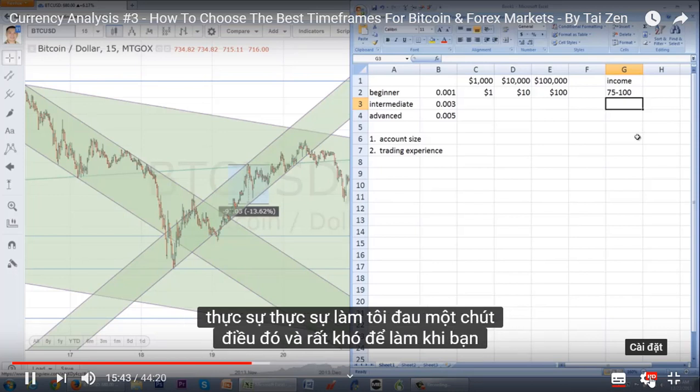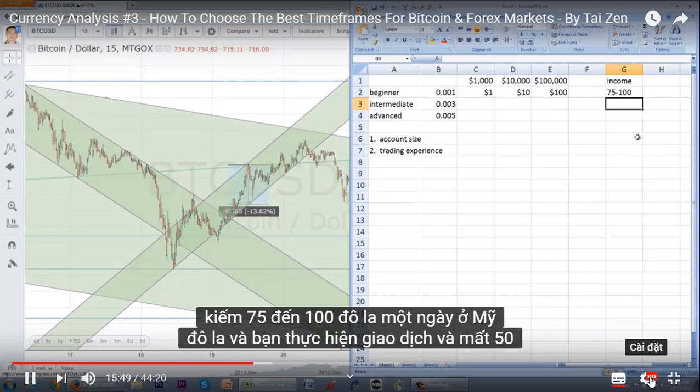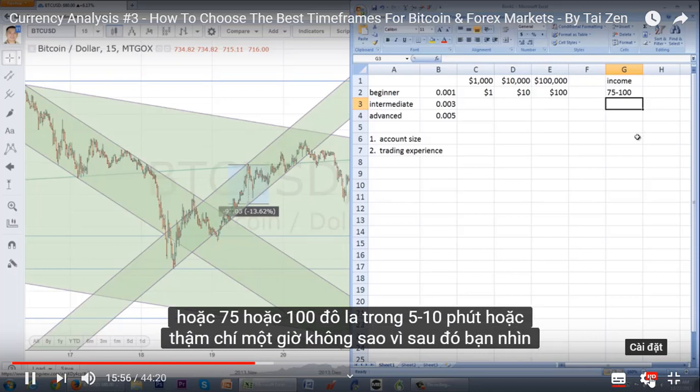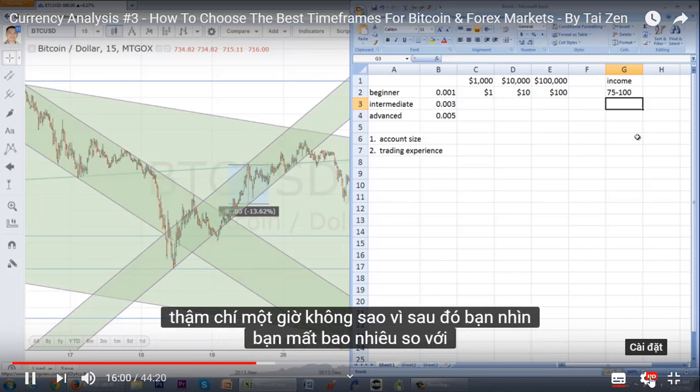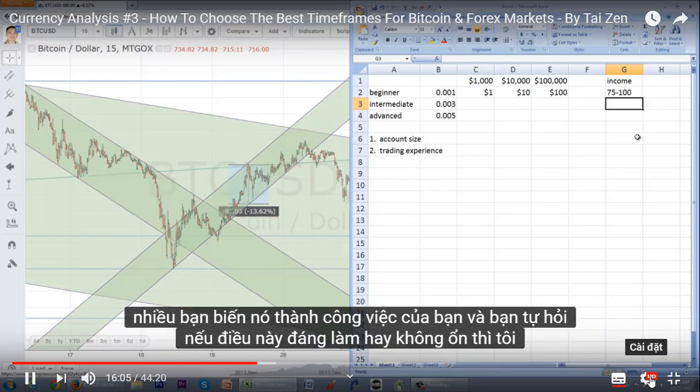And that's tough to do when you make $75 to $100 a day in US dollars, and you make a trade and lose $50 or $75 or $100 in 5 to 10 minutes or even an hour. Because then you look at how much you lose compared to how much you make at your job, and you wonder if this is worth doing or not.